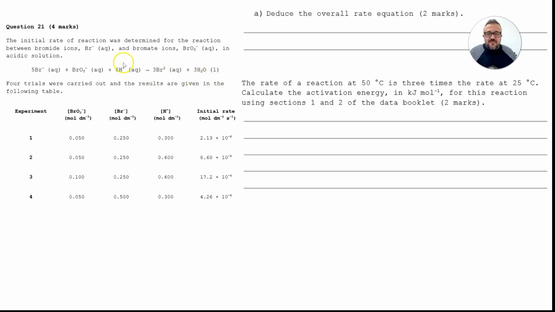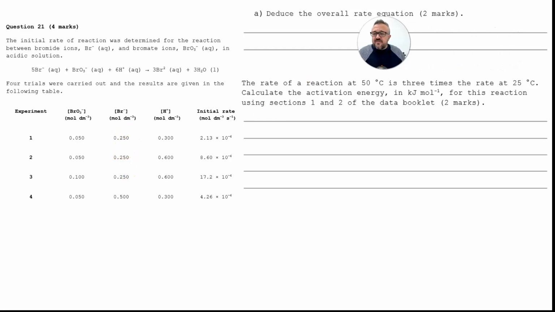Just here, there's some redox stuff in there. This is an interesting question. I really enjoyed this one. So 4 trials were carried out, the results given below. Okay, I like these. We're always looking for ones where they keep them constant. So that becomes your constant variable, and this one will become your independent variable, and so on.